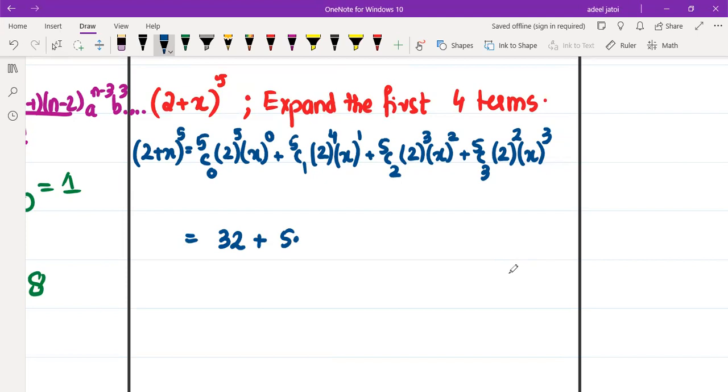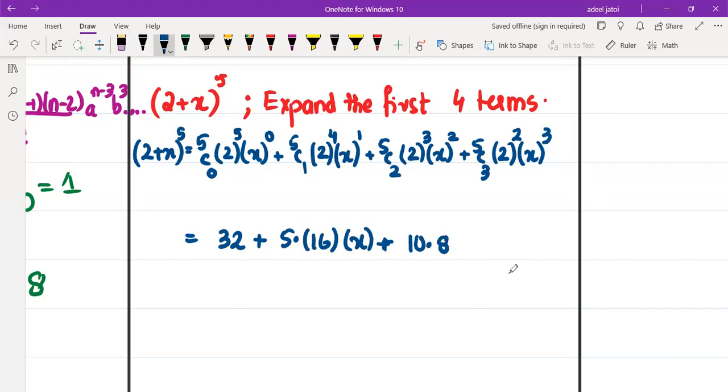Multiply by 16, which is 2 to the power 4, and this should be x to the power 1. 5C2 is 10. And how do you find 10? You have your calculators, type 5, then press shift and divide. You will have C, and then type 2 on the calculator. So 5C2 will become 10.